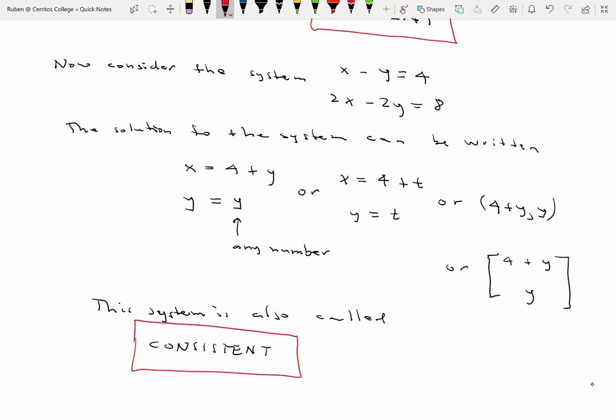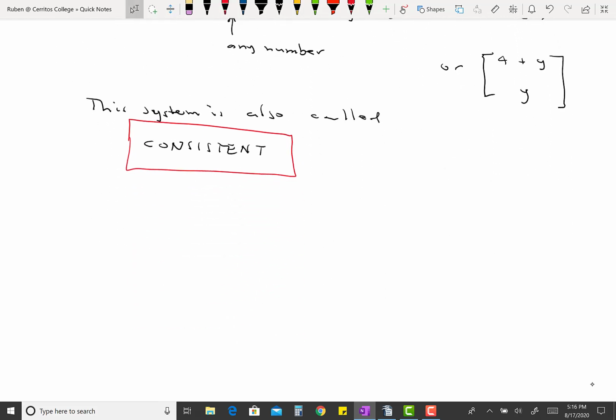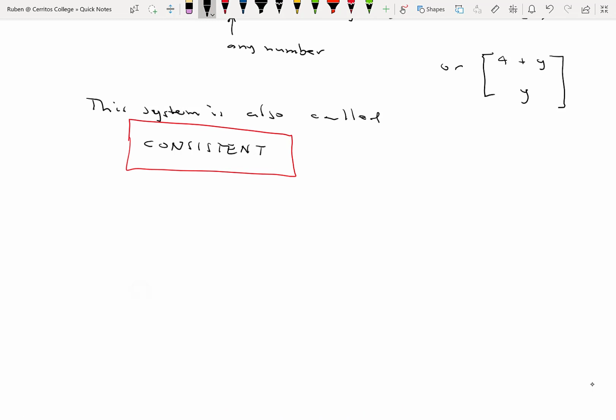So in terms of systems of lines, to be consistent means that the lines intersect at one point, or they intersect everywhere. If the two lines have the same slope, then you're going to have an infinite number of solutions. Okay? If they have different slopes, then obviously we're going to have one solution. Okay. Let's take a look at another bit of terminology for our course. Next, consider the system.